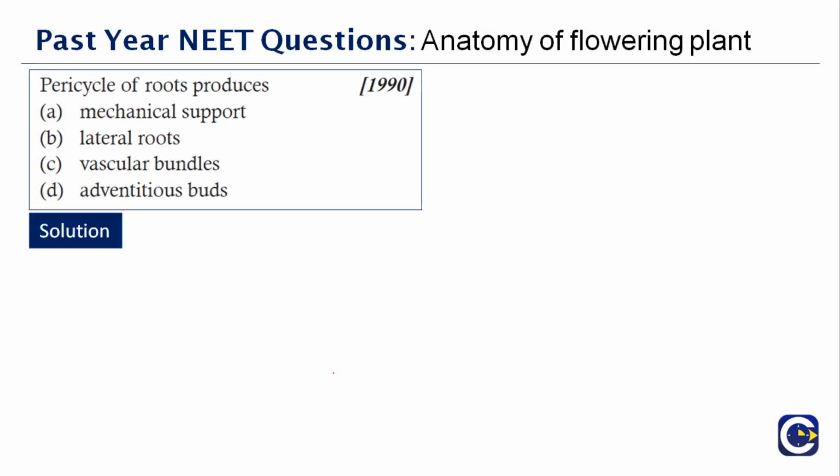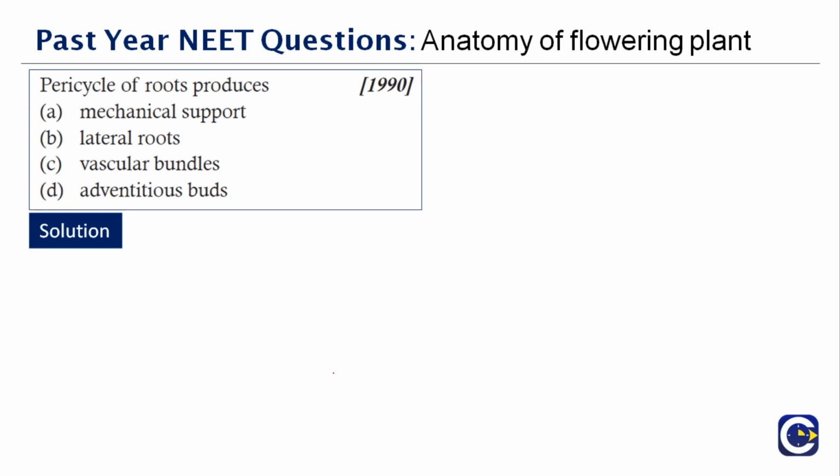Pericycle of roots produce dash. Okay, what is pericycle? First of all, maybe we need to discuss that. There are different cycles, right? For example, you have 4 options here. What is the use of it? Does it give you mechanical support? It is obviously not the mechanical support. What does it do? Does it produce lateral roots or anything like that?